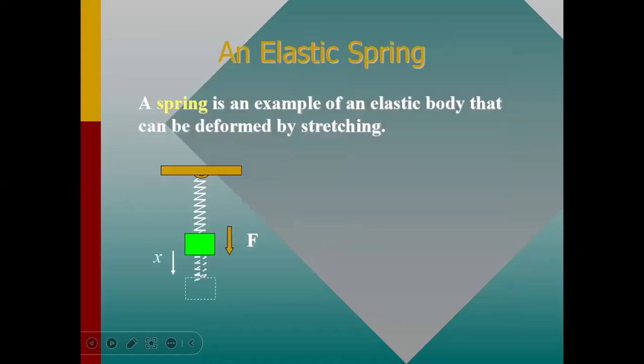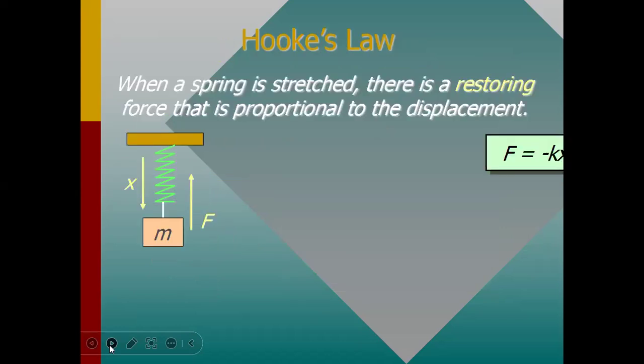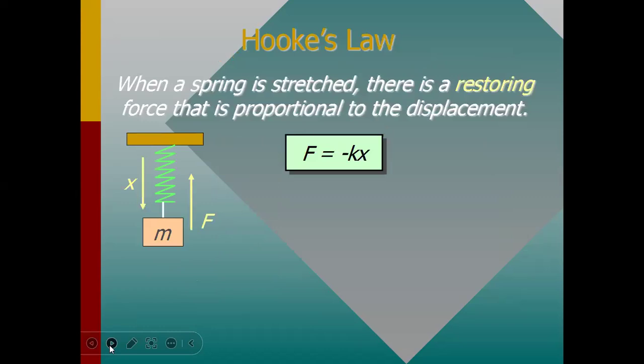Now, an elastic spring. A spring is an example of an elastic body that can be deformed by stretching. If we apply force, then the length of the spring will be increased. Suppose this is the x increase here, and a restoring force F acts in the direction opposite the displacement of the oscillating body. That means F equals minus kx. The negative sign indicates that when the spring is stretched, there is a restoring force that is proportional to the displacement.